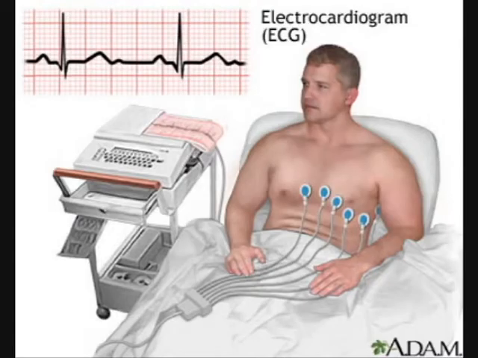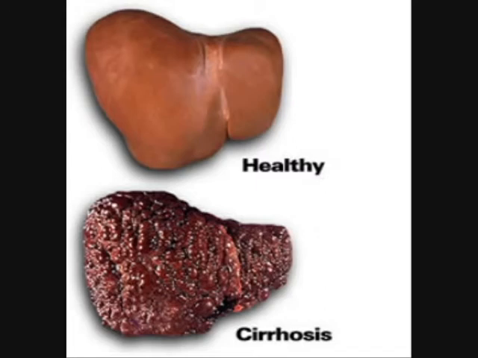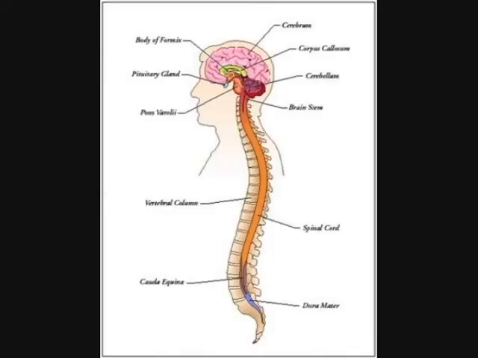Electrocardiographic abnormalities and rapid but shallow breathing are seen. Liver damage may occur in serious cases. There may be increased ALT, total bilirubin, and AST.